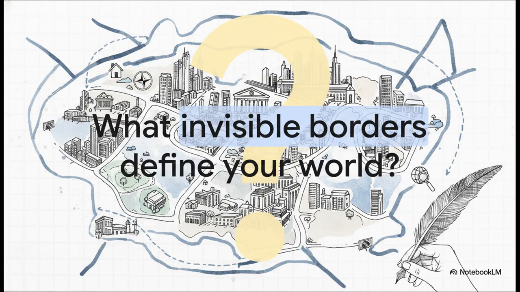And that leaves us with a final thought to take away. Now that you have this toolkit, start looking for the invisible borders that define your world, in your city, in your neighborhood, maybe even in your own sense of identity. And then ask yourself the most important question of all: who gets to draw the lines?